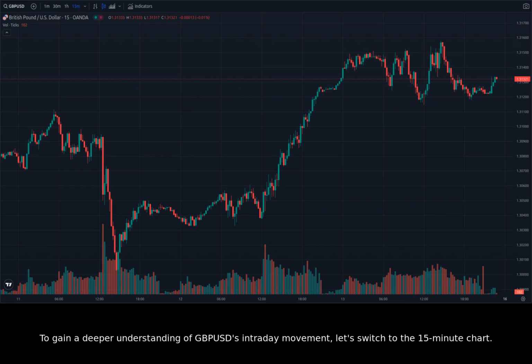To gain a deeper understanding of GBPUSD's intraday movement, let's switch to the 15-minute chart. The 15-minute chart reveals the most granular view of price action, highlighting every minute fluctuation. We can see a series of bullish candles, followed by a few bearish candles, reflecting the short-term volatility. This volatility is likely driven by the constant flow of news and economic data impacting the market.